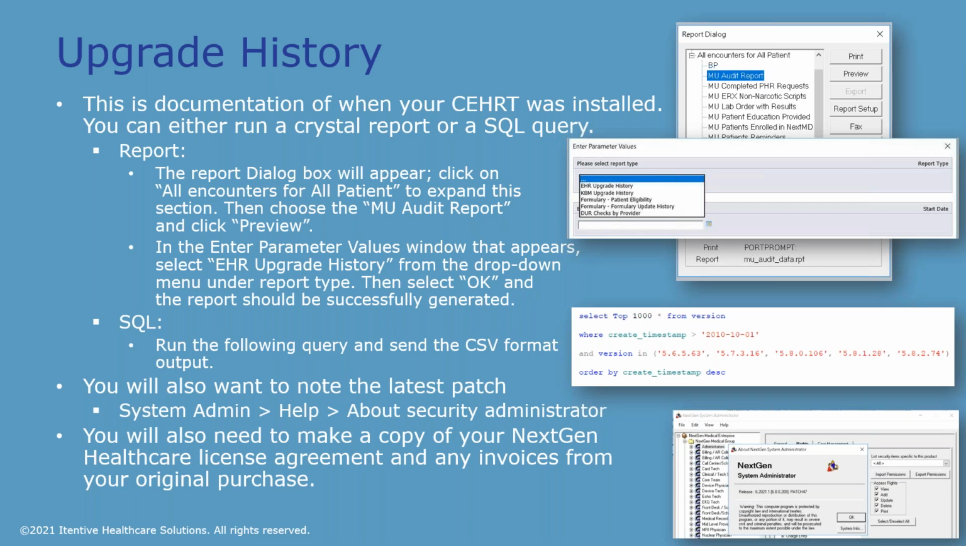You would, of course, enter in the parameter value window, choose the drop down, EHR upgrade history in this case, and then you would select OK. Now, fun fact, there are some Crystal report packages that you have to download if you don't see this report. So if you don't see this option in your system, which to be fair, when we went in our test system to do this, we didn't see this option.